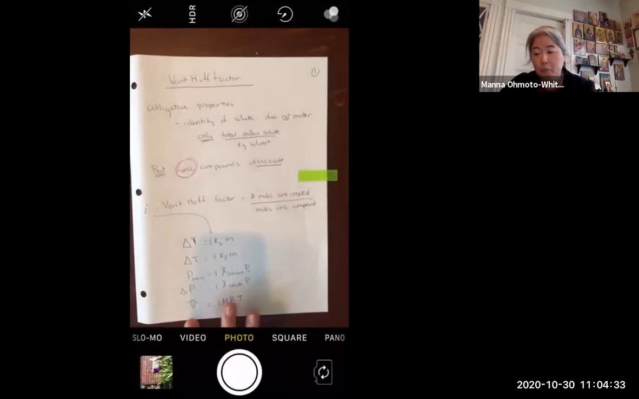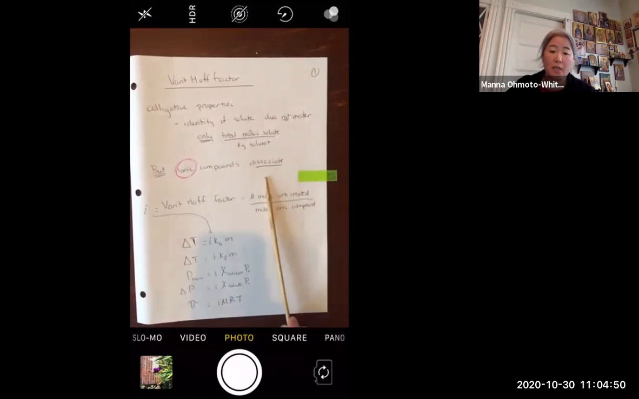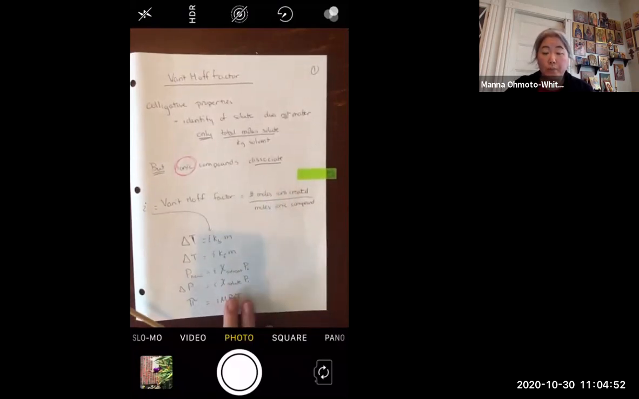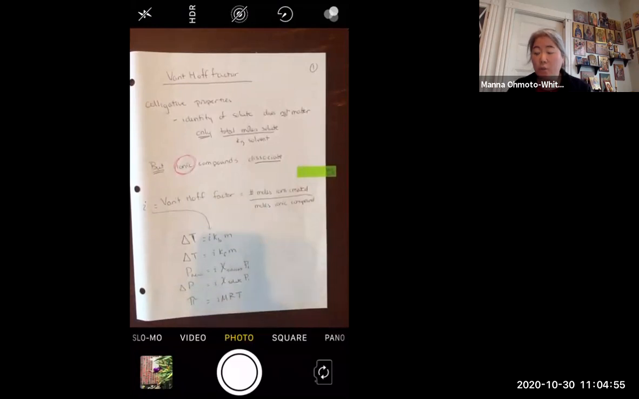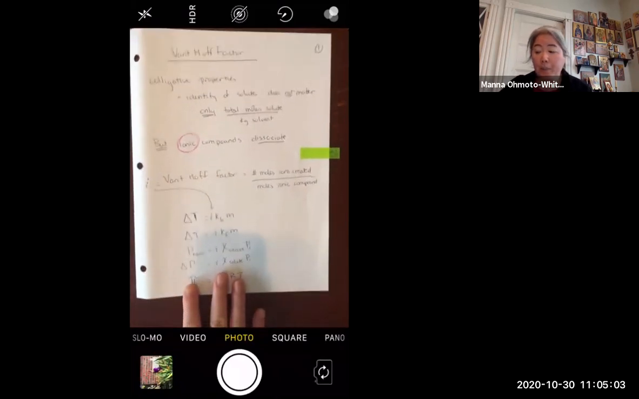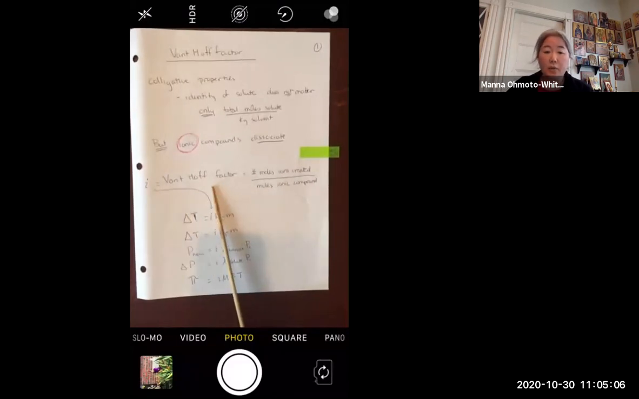Van't Hoff factor. The Van't Hoff factor comes in with colligative properties. Now it's important to remember with colligative properties that the identity of the solute doesn't matter. It's only the total moles of solute per kilogram of solvent. But ionic compounds will dissociate in a polar solution. Because these are homogeneous solutions, if I have an ionic compound, the assumption is that you have dissociated the ionic compound. So the Van't Hoff factor takes that into account, and it will be the number of moles of ions created per mole of ionic compound.